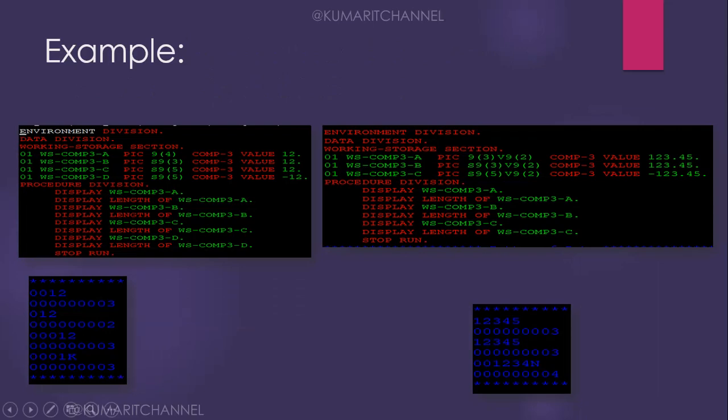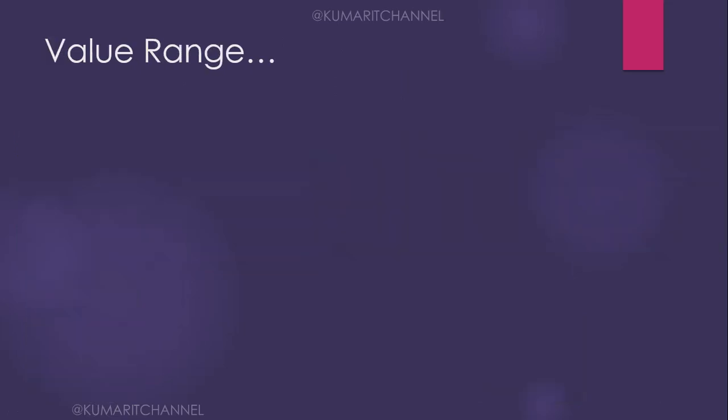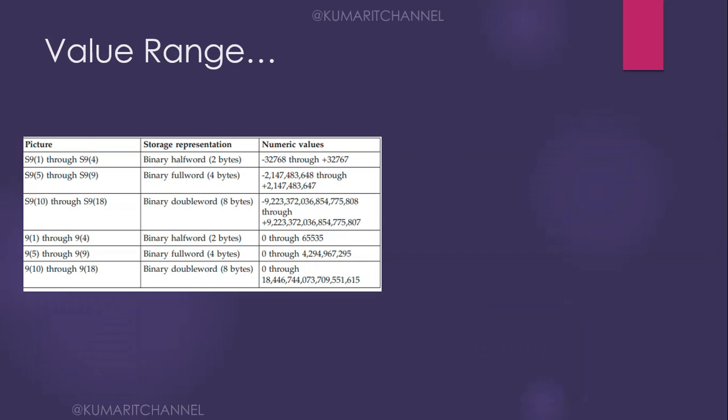So this is how we can easily understand this comp variable. This is where most of them get confused. Just keep that chart, so it is very easy. I said initially the value ranges. The value ranges start from S9 of 1 to 4, so we call it a binary half word, and the numeric values range from -32768 to 32767.